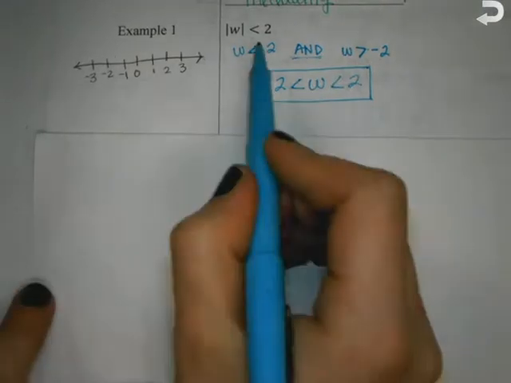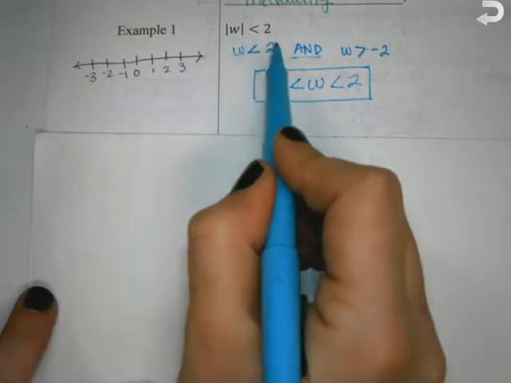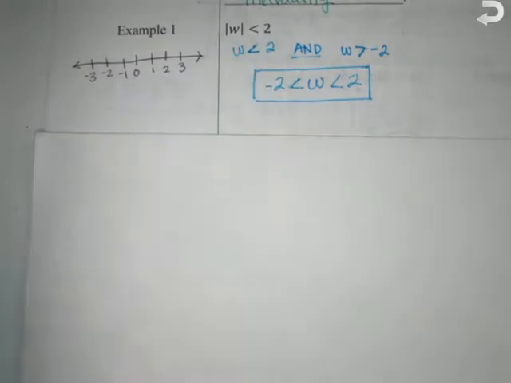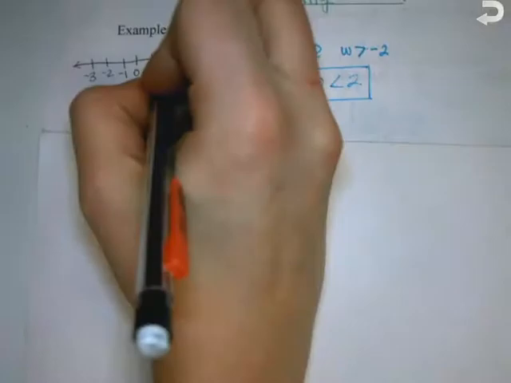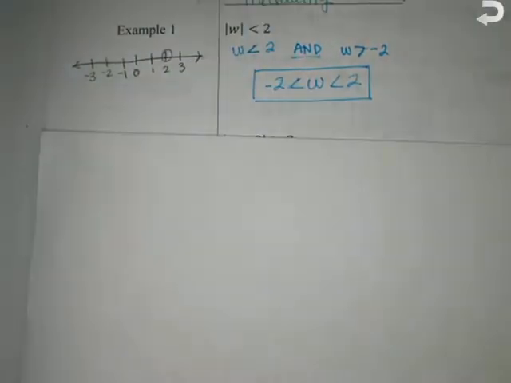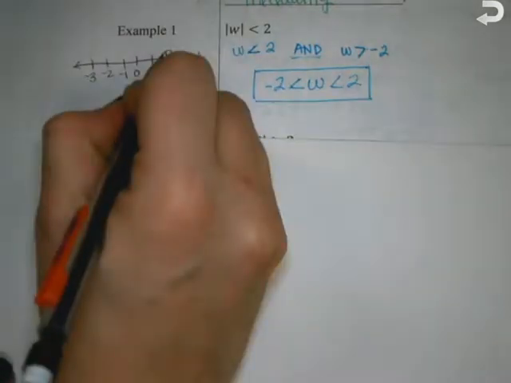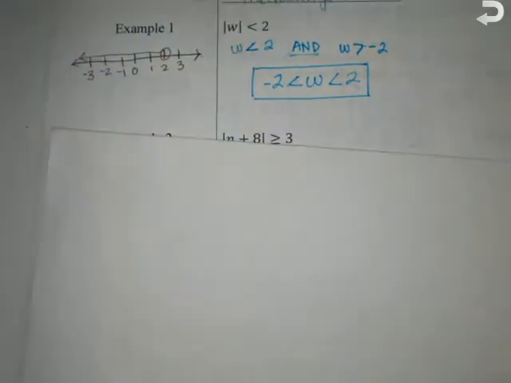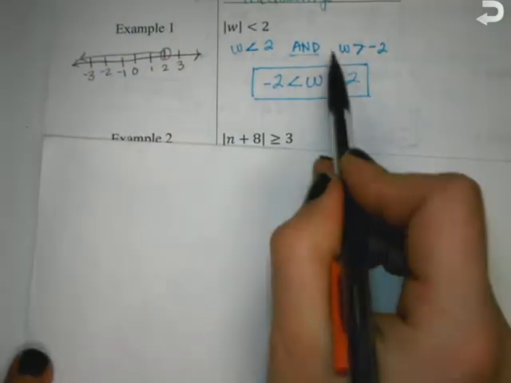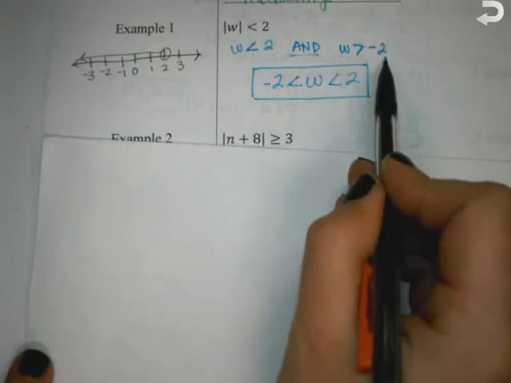W less than 2. Open dot or closed dot? Open dot at positive 2, right? Is it going to the left or to the right, if it's less than 2? To the left. So it's going to be pointing towards the left. What about the second part? W greater than -2. Open or closed dot? Open at -2, right? And is it going to the left or the right? To the right.